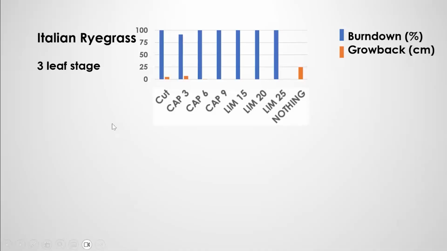These charts will show the burn down as a percentage in blue above each of the treatments, with cap 3 representing the lowest concentration, cap 9 representing the highest concentration. Again, the same is true with limonene. And the growback represented in orange. Most of the next generation active ingredients were able to kill these young grasses, as this here shows.